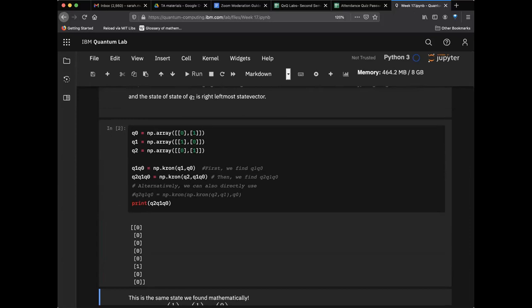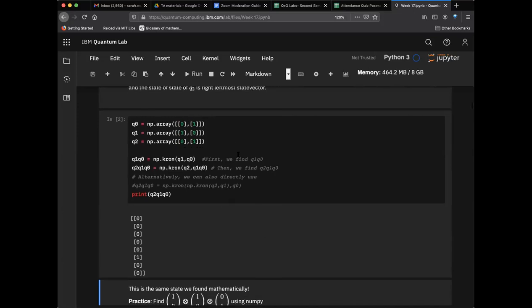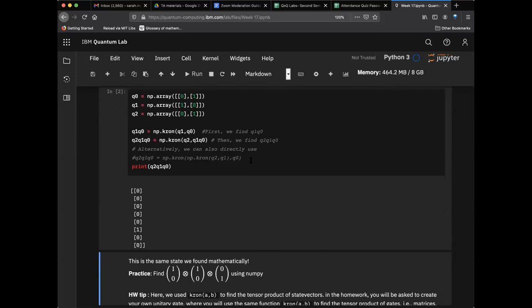I believe this is generally true. I guess, no, it should be generally true. I'm not 100% sure. Don't quote me on either way. But regardless, this is the same state we managed to find by hand by running through these states.